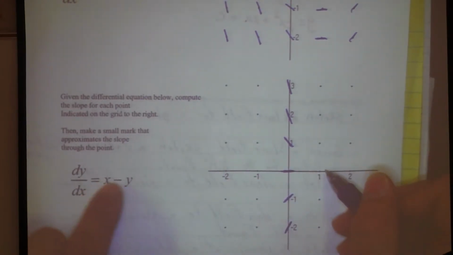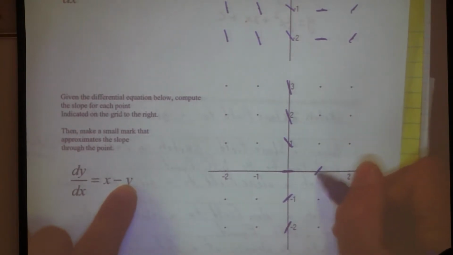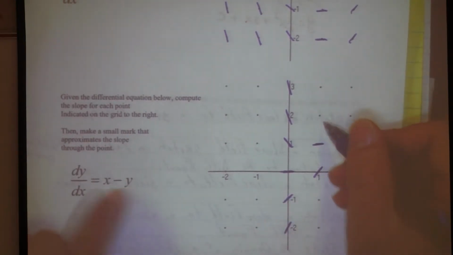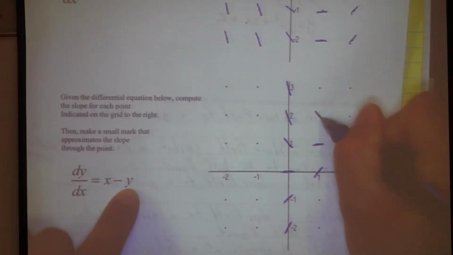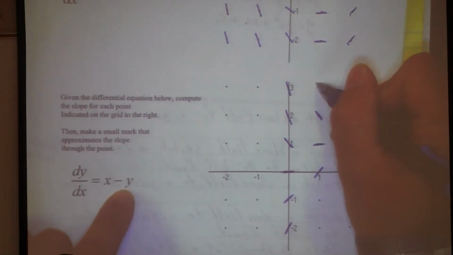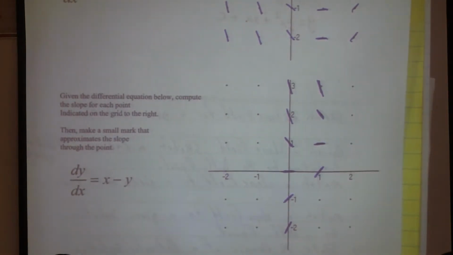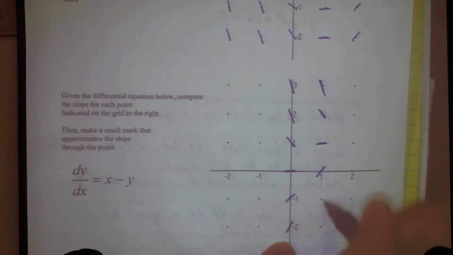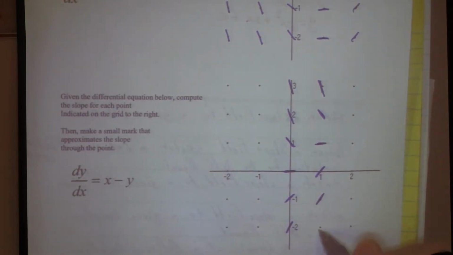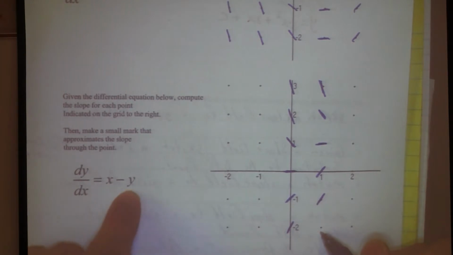So 1 and 0: 1 minus 0, 1. 1 and 1: 1 minus 1, 0. 1 and 2: 1 minus 2, negative 1. Anybody notice something yet? 1 and 3: 1 minus 3, negative 2. What did you notice? It's kind of like diagonal? Yeah. Does it work for all of them? Yeah? All right, then let's save time and not kill ourselves doing that. So what would this one be? Same as this guy, right? Well, how about this one? Oh, I don't have one. Well, let's do it. 1, negative 2, right? So 1 minus negative 2?